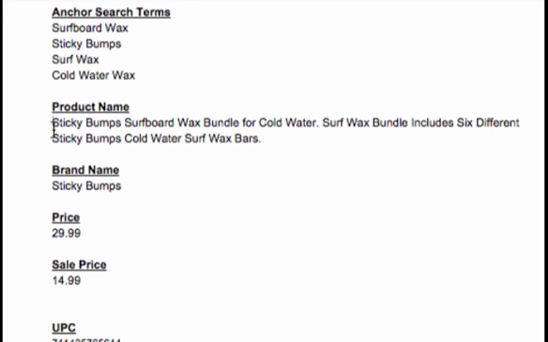But I encourage you guys to try to include as much as possible as long as it makes sense. And if it does not make sense, I actually encourage you guys to only use a couple anchor search terms, because you're actually going to go backwards. It's going to be confusing to your customer.